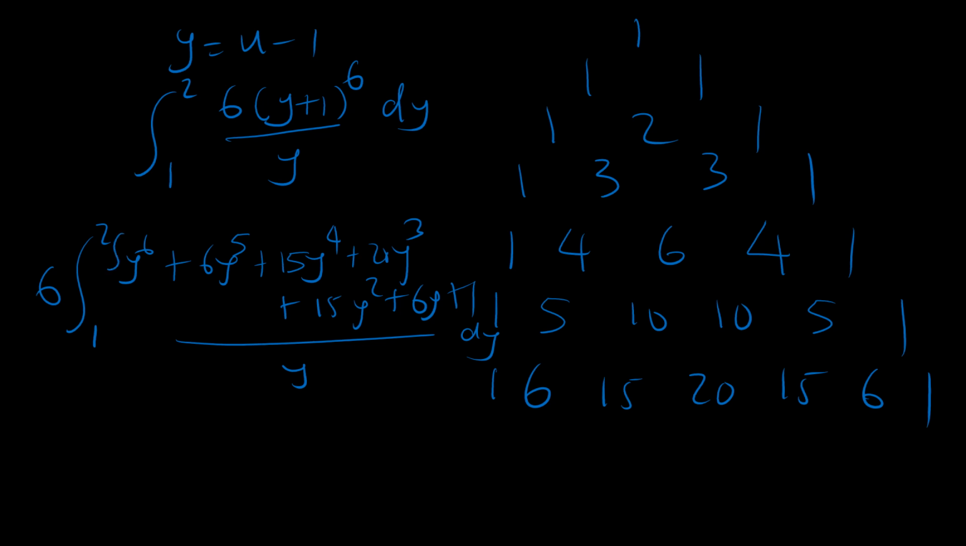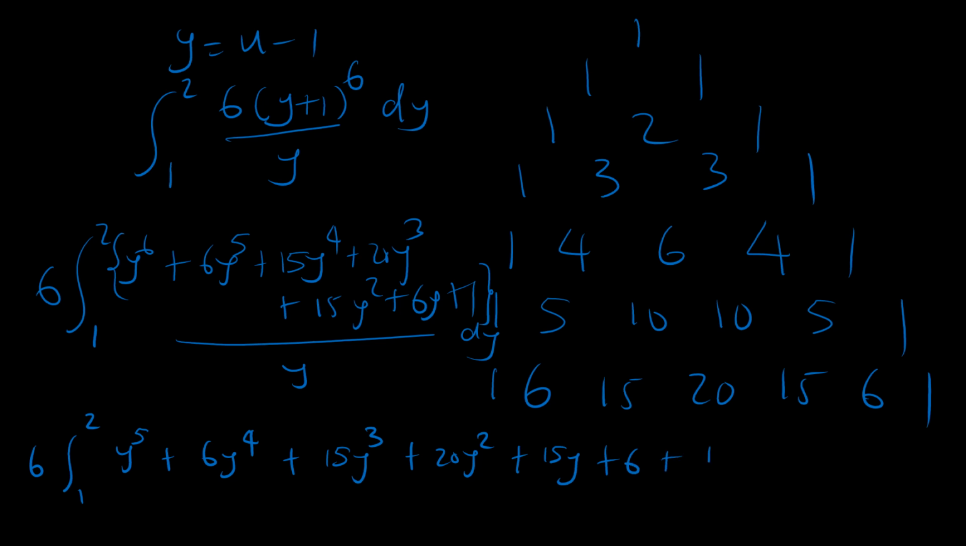Okay, so which is equal to 6 times the integral from 1 to 2 of y to the 5 plus 6 y to the 4 plus 15 y to the 3 plus 20 y to the 2 plus 15 y plus 6 plus 1 over y, dy. Okay, so now we just go forward and do the integration, and we should be able to solve.